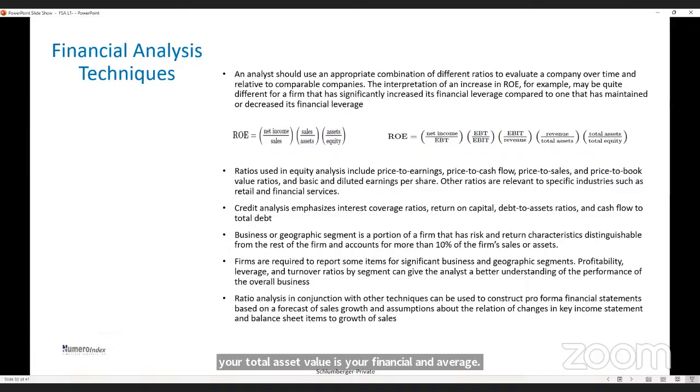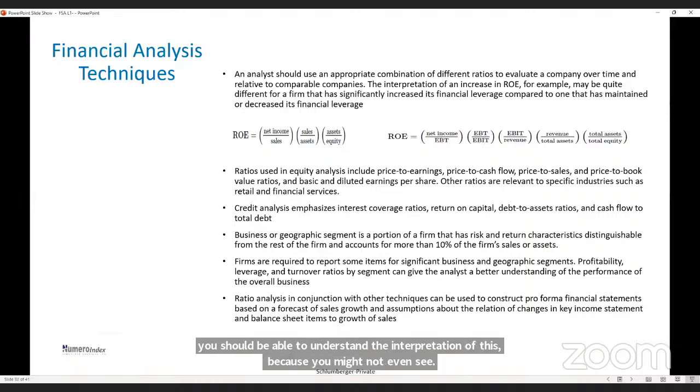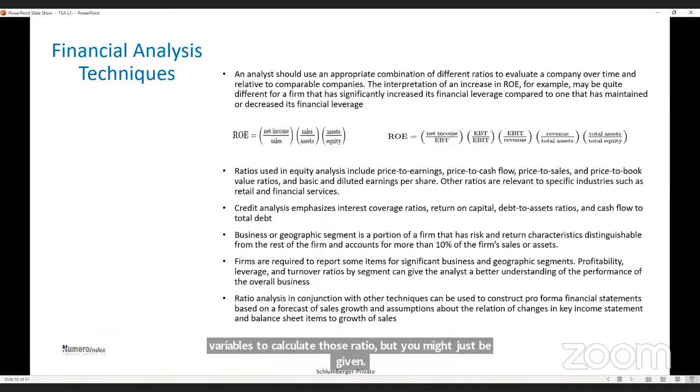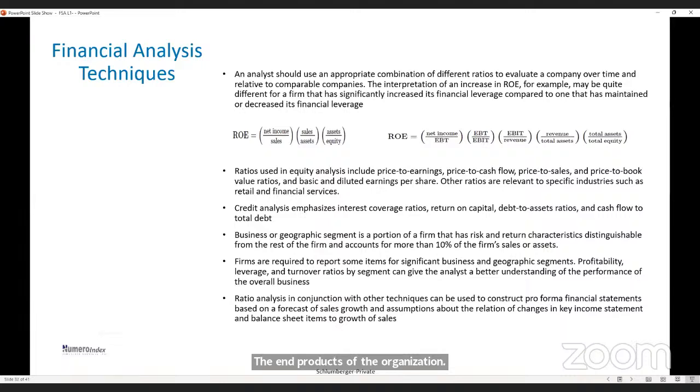In essence, the first three are testing your operating margin multiplied by your asset efficiency multiplied by your financial leverage. While the third one is giving you what? Tax burden, interest burden, EBIT margin multiplied by your asset efficiency multiplied by your financial leverage. So you should be able to understand the interpretation of these ratios because you might not even see the variables to calculate them, but you might just be given the end products of the ratio. Yeah. So that's that.